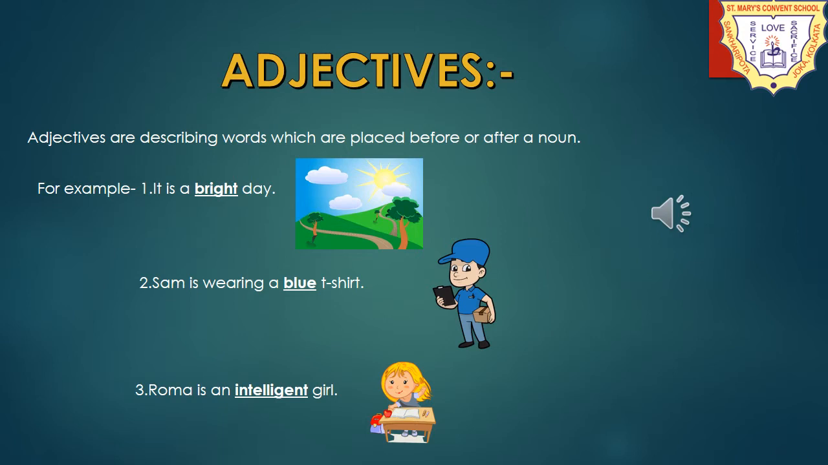So, first let's start with what adjectives are. Adjectives are describing words which are placed before and after a noun. For example, it is a bright day. Here, bright is the adjective. Sam is wearing a blue t-shirt. Here, blue is the adjective. Roma is an intelligent girl. Here, intelligent is the adjective.